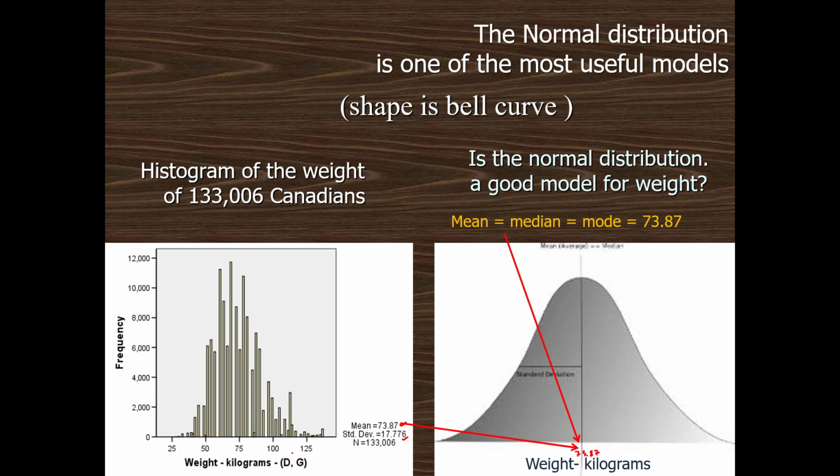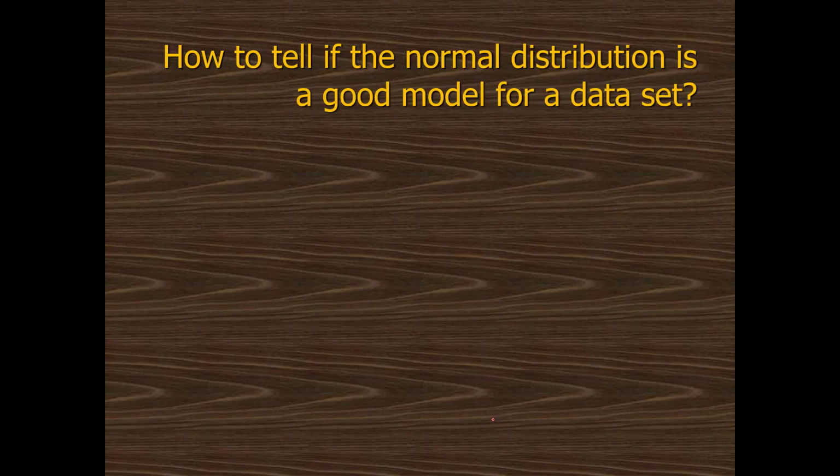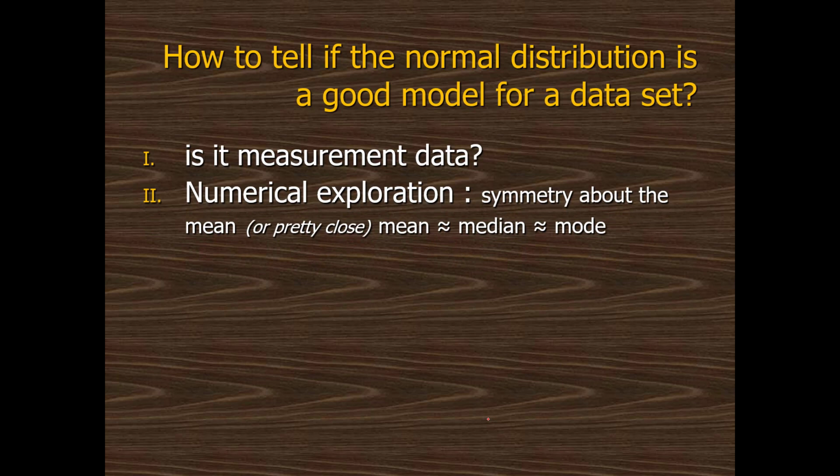Now, you can quibble that there are outliers here, and those make this not a perfect model, but it's close enough. How do we tell if a normal distribution is a good model for a data set? One, is it measurement data? We do numerical exploration and look for symmetry. Is the mean approximately equal to the median, approximately equal to the mode?